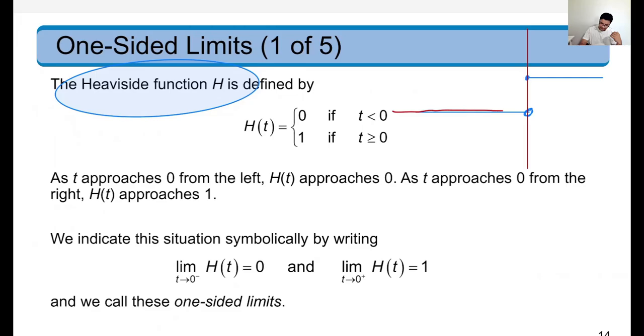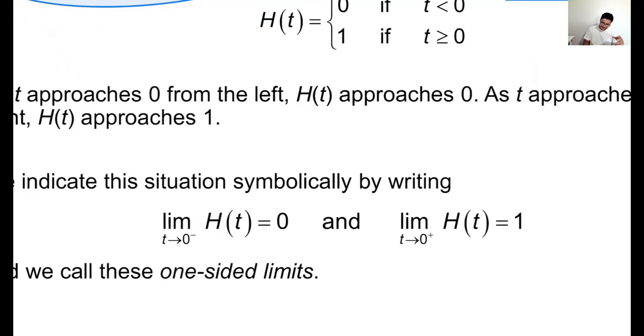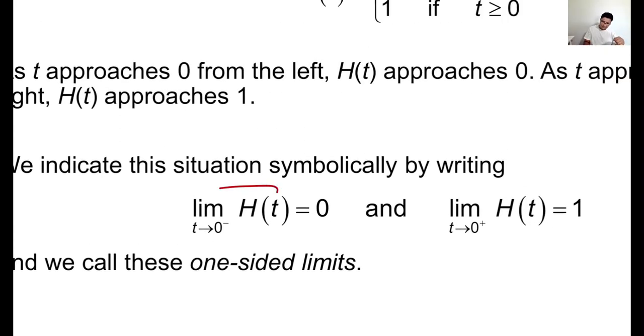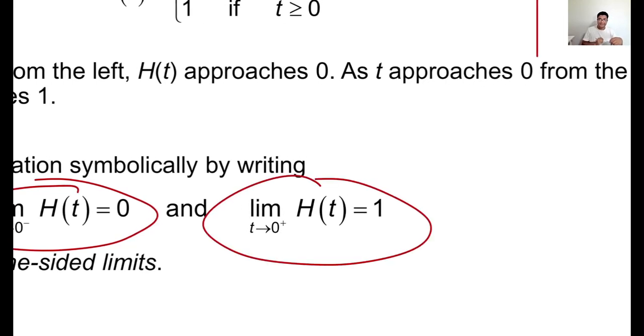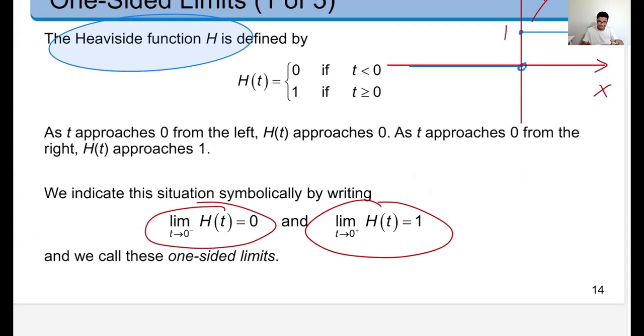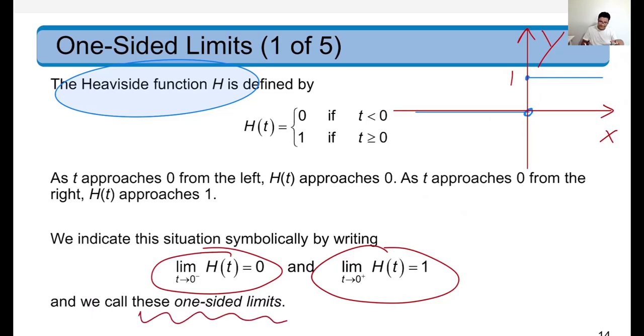That's the x-axis, sorry, y-axis, and this is the x-axis. As it approaches from the left, the limit is 0. As it approaches from the right, the limit is 1. Okay, so we write this here. I'll zoom in. As it approaches from the left, the limit is 0. As it approaches from the right, the limit is 1. 0 minus, 0 plus. These are called one-sided limits.